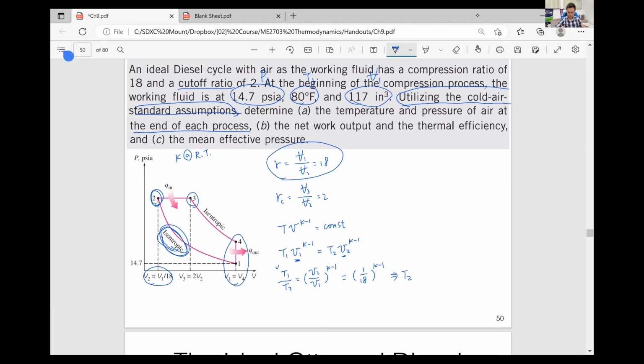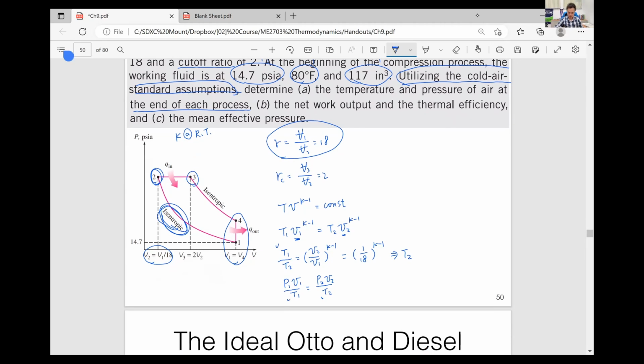Then don't forget this is an ideal gas. So P1 V1 over T1 will be the same as P2 V2 over T2. Now T1, T2 are known, P1 is given, and V1 over V2 is the compression ratio. So we have P2.